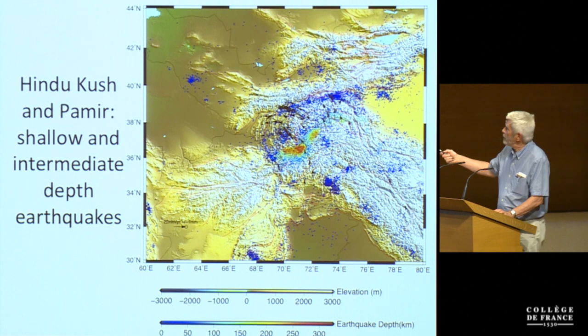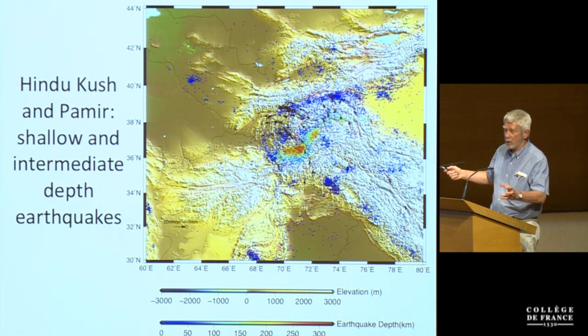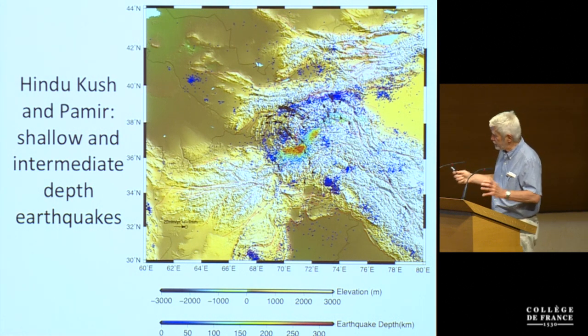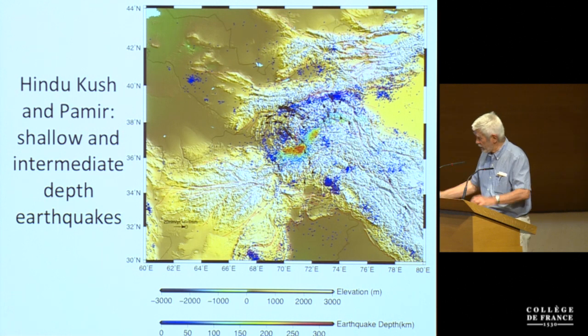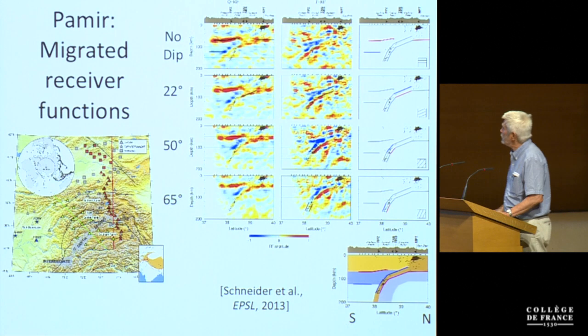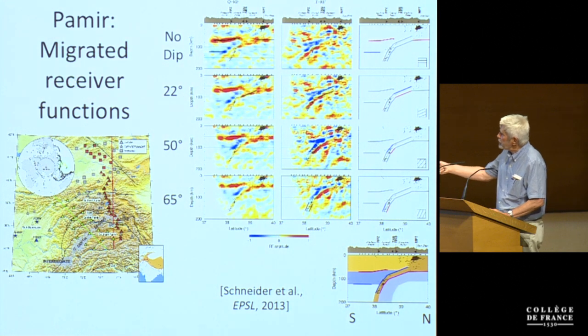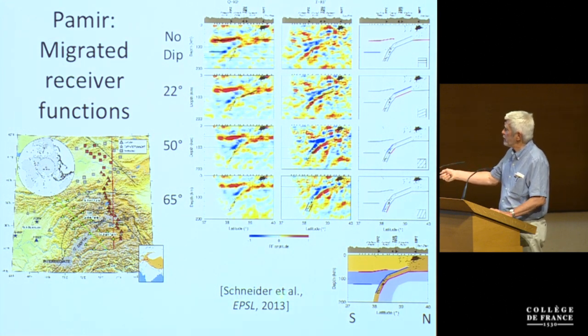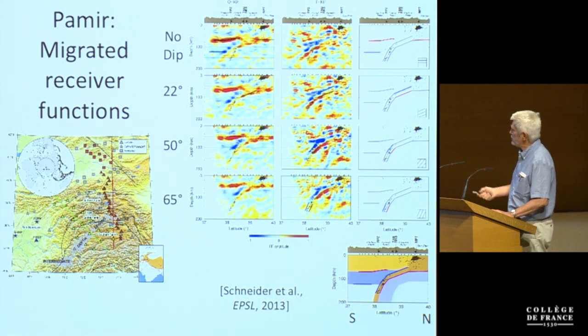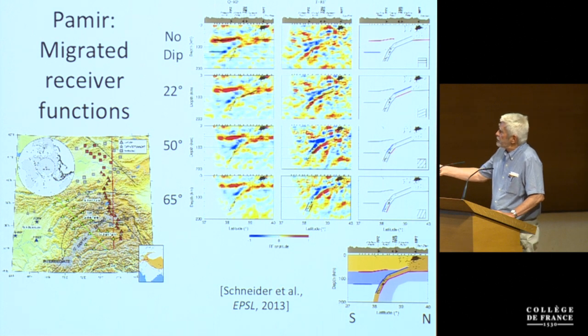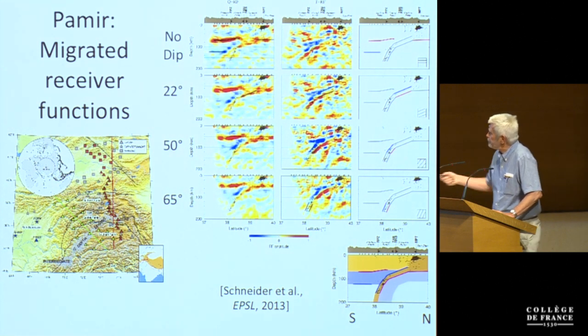But first I want to talk about the Pamir because this region is more complicated than most, and I want to distinguish the Pamir from the Hindu Kush. So this is results, beautiful work, Felix Schneider and his colleagues, German colleagues, and colleagues in Asia from Tajikistan and from Kyrgyzstan, where they had seismograph stations throughout this whole region.